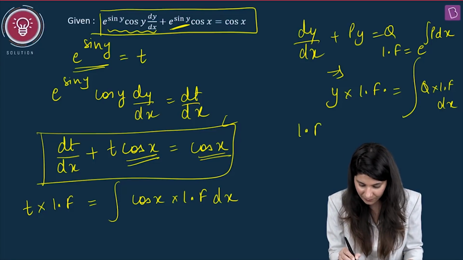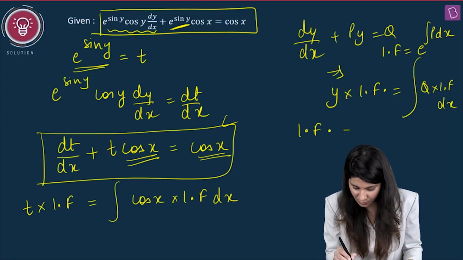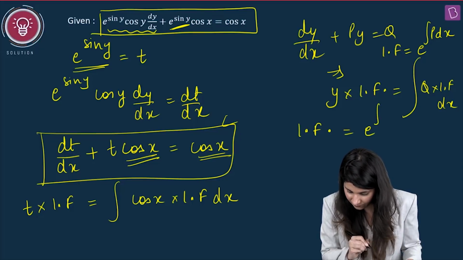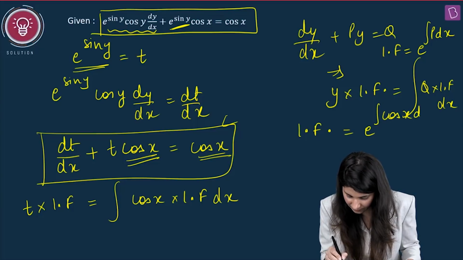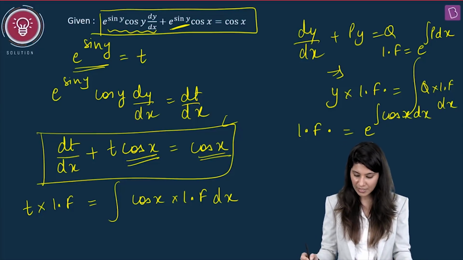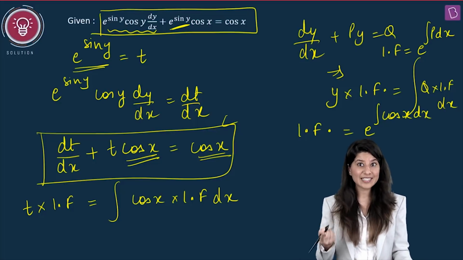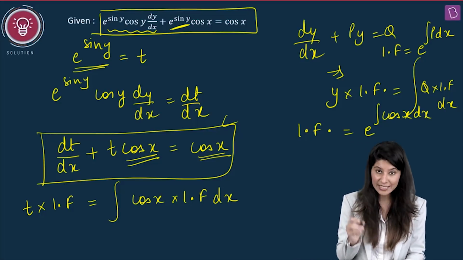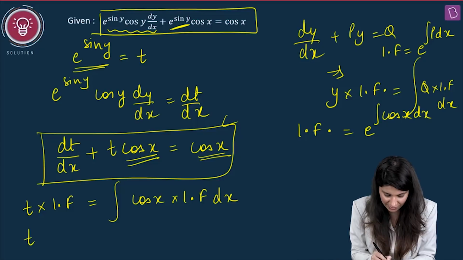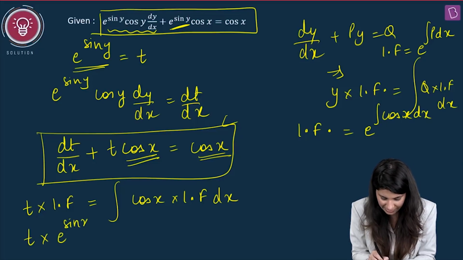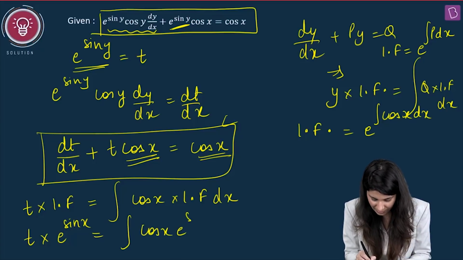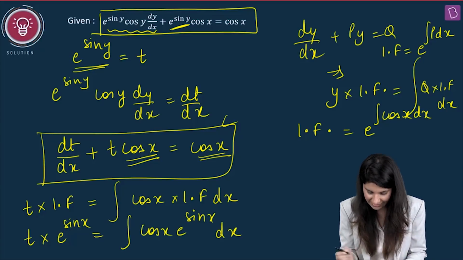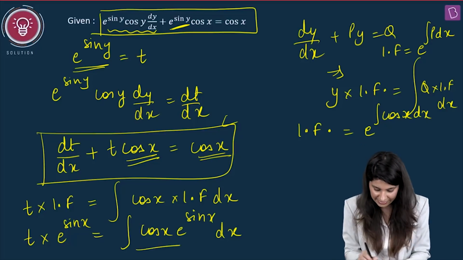Let me write it over here. Integrating factor equals e raised to power integral cos x dx. Right? If you solve it, what would you get? You get e raised to power sin x. Isn't it? So the integrating factor is e raised to power sin x. So t multiplied by e raised to power sin x equals integral cos x e raised to power sin x dx. Let's integrate this.